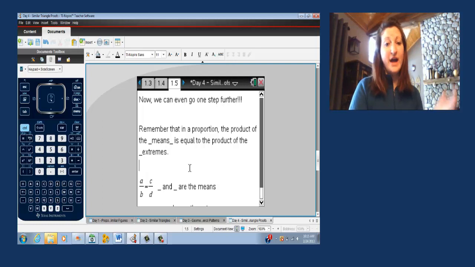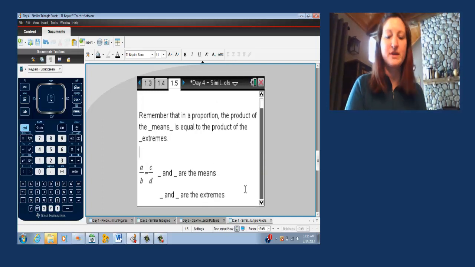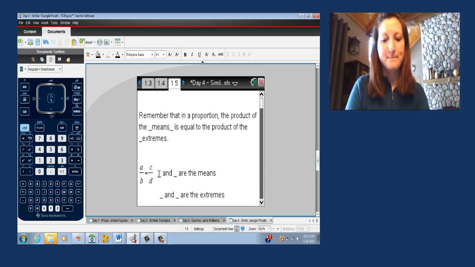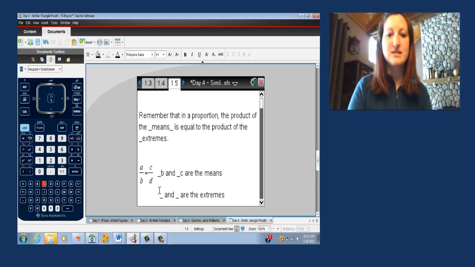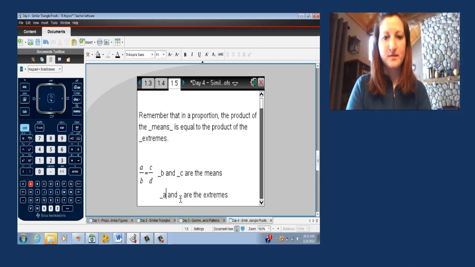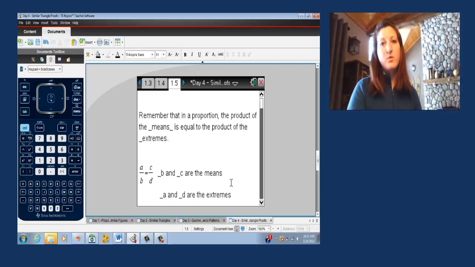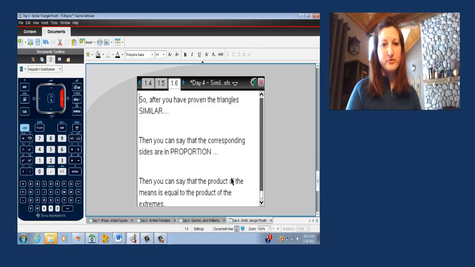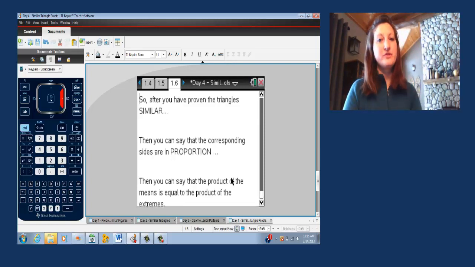And then we took a look at a proportion and said, okay, well, in a proportion, those things in the middle, B and C, are the means. And the things on the outside, A and D, are the extremes.